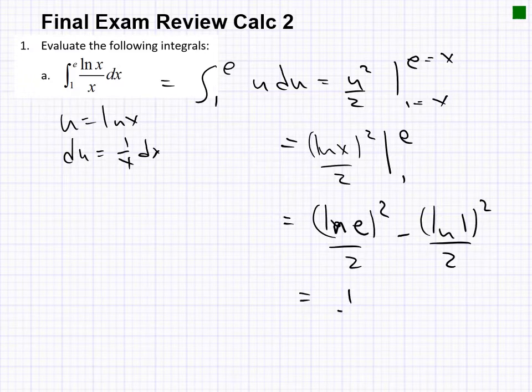Ln of e is 1. Squared is 1, over 2 is a half. Ln of 1 is 0, over 2. So we get a half.